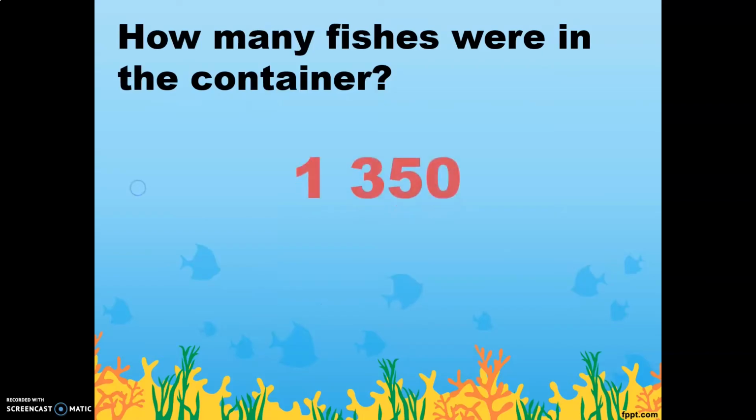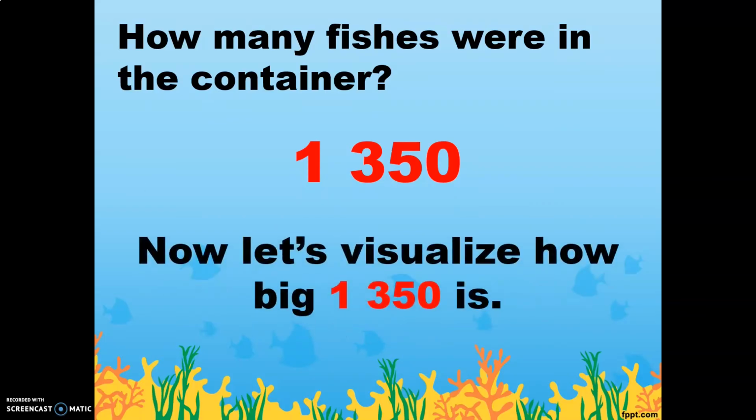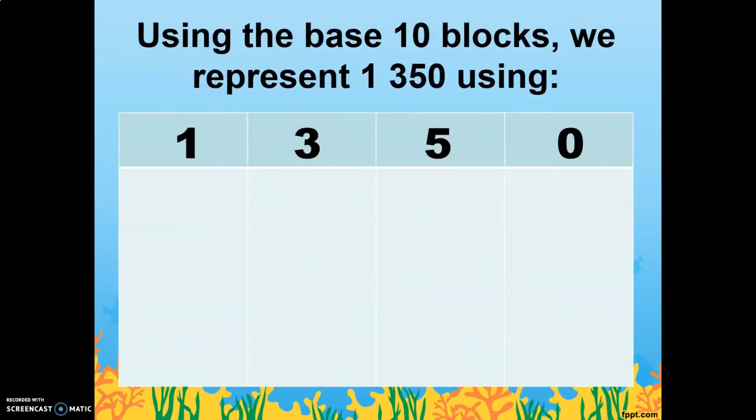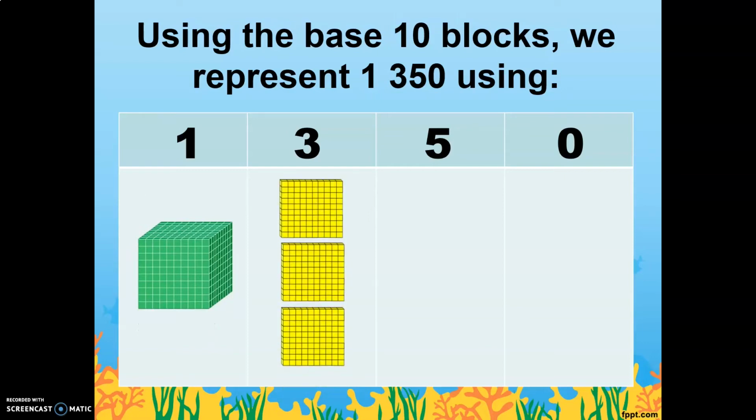Now, let's help Lily visualize 1,350 fishes in the container. Okay, let's visualize how big 1,350 is. By using base 10 blocks, we represent 1,350 as 1 cube, 3 flats, 5 rods, and 0 units.